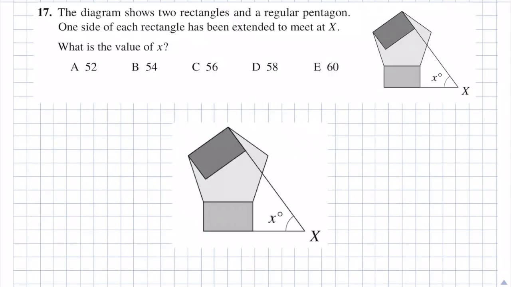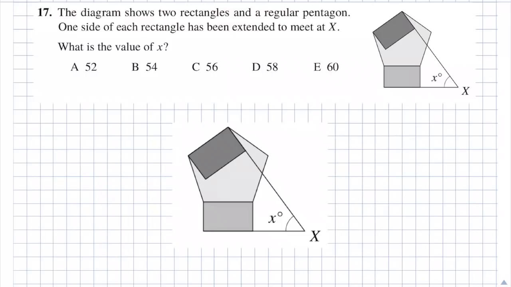Question 17, the diagram shows two rectangles and a regular pentagon. One side of each rectangle has been extended to meet at x. What is the value of x? The answers are A is 52, B is 54, C is 56, D is 58, and E is 60.